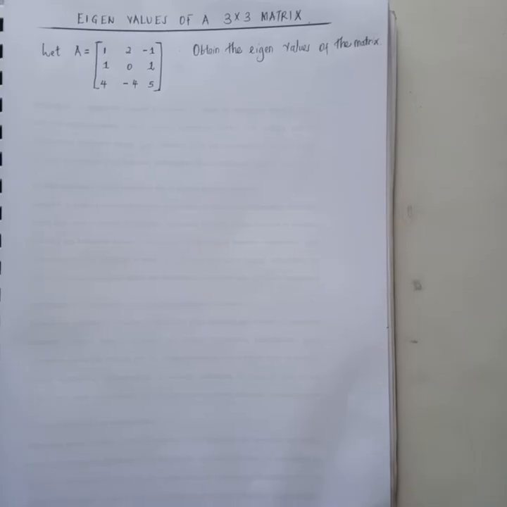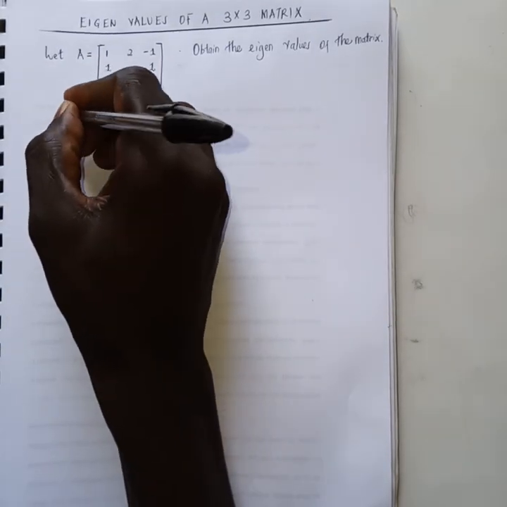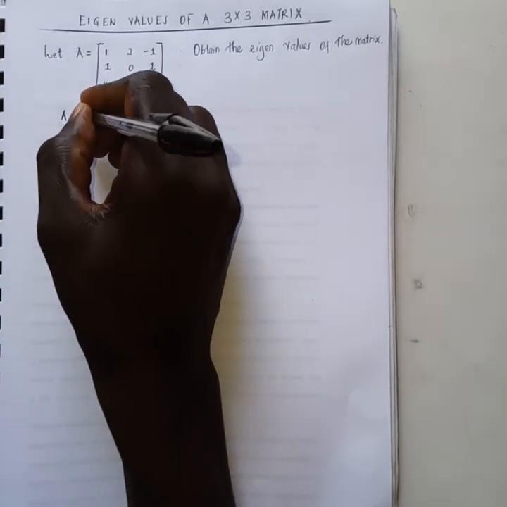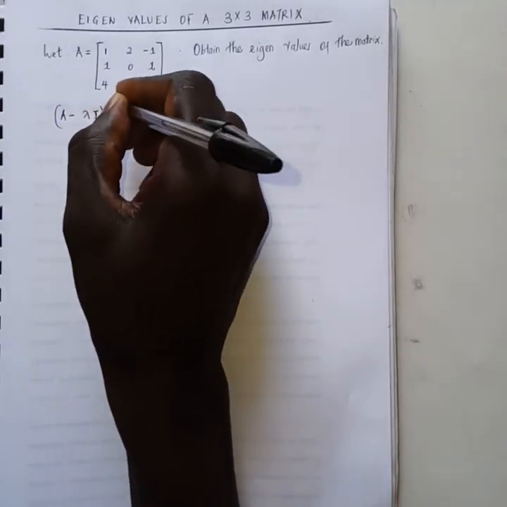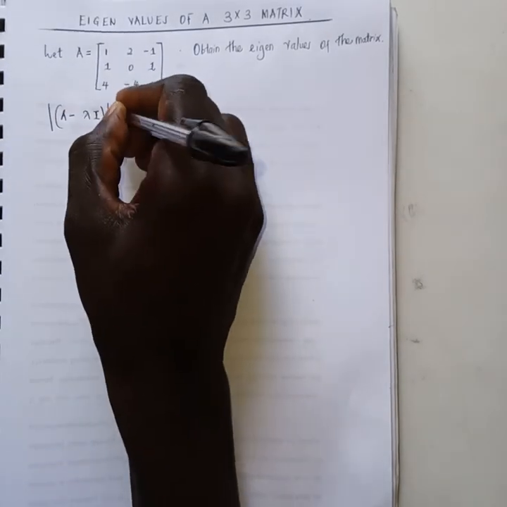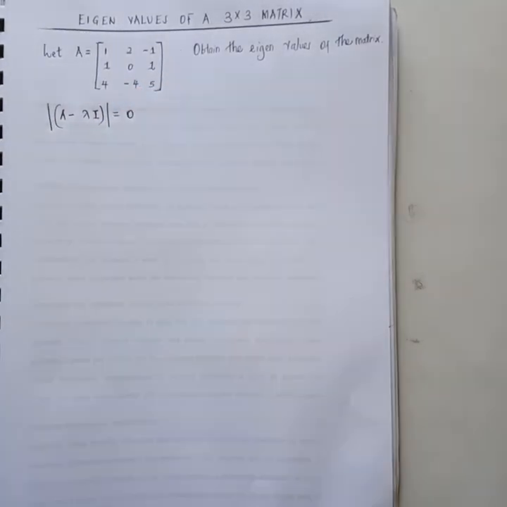Hello and welcome. In this tutorial, we are going to talk about eigenvalues of a 3 by 3 matrix. As you're seeing on your screen, we have a matrix there, and we have been asked to find the eigenvalues of the matrix. We are still going to obey the law that says that when we subtract the eigenvalue multiplied by the identity from the matrix and find the determinant, we should get a 0. That is the rule you are going to obey there.